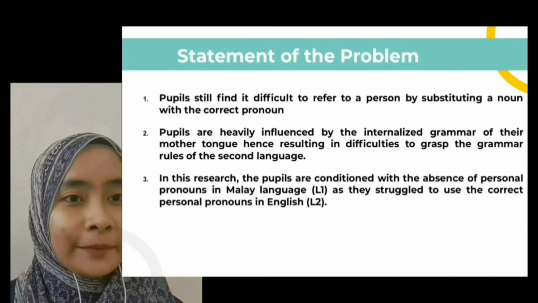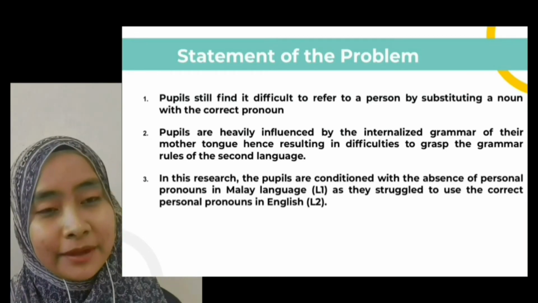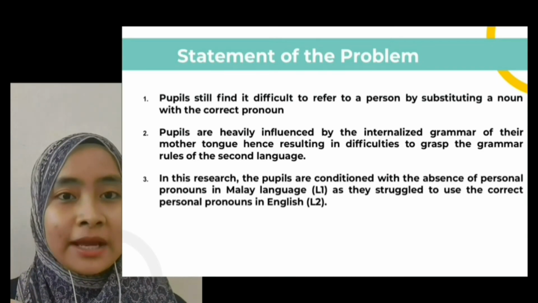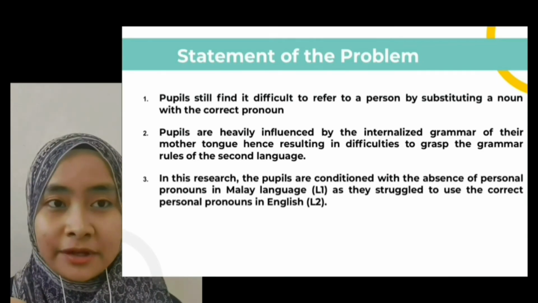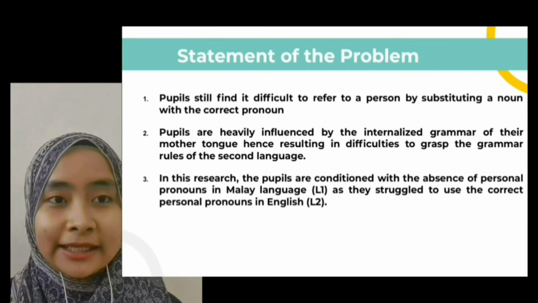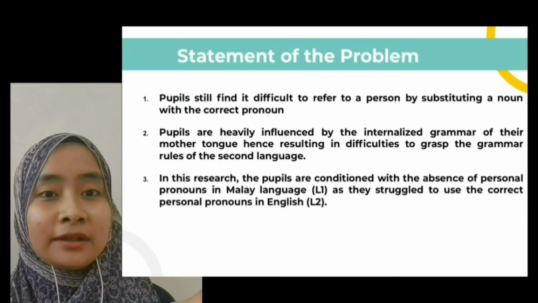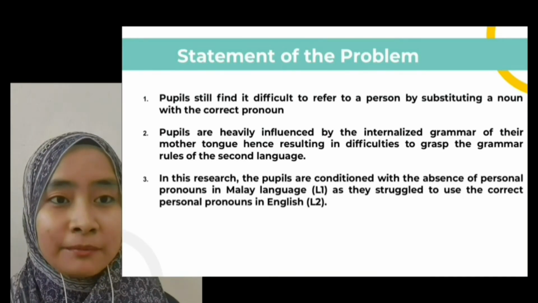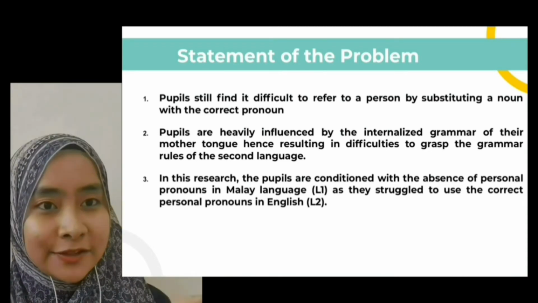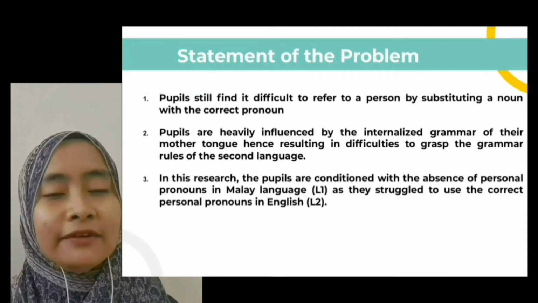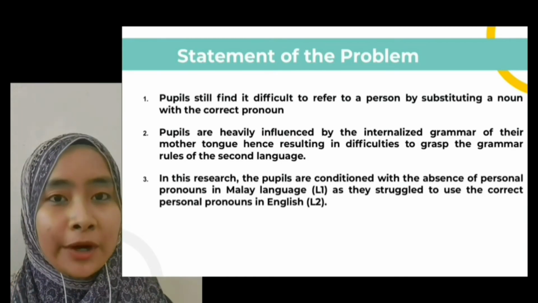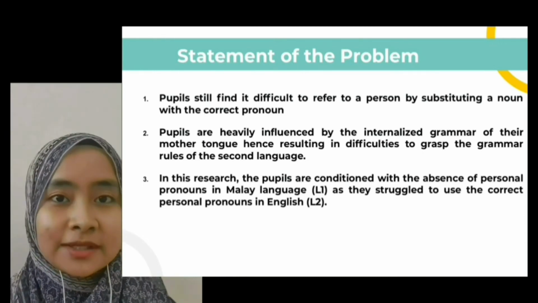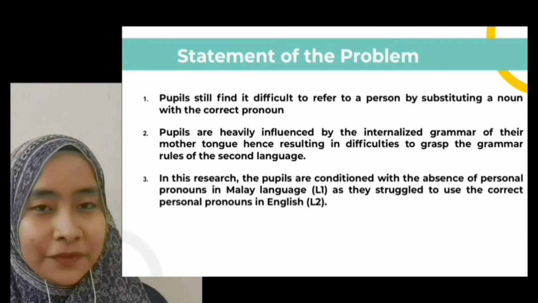This can be linked back to my experience on teaching and learning. The pupils' tendency to use their first language, L1, in the classroom has constrained them from making necessary improvement in acquiring the second language, L2, because of the differences in sentence structure and grammatical rules. In this case of my research, L1 is Malay and L2 is English. Pupils are heavily influenced by the internalized grammar of their mother tongue, hence resulting in difficulties to grasp the grammar rules of the second language.